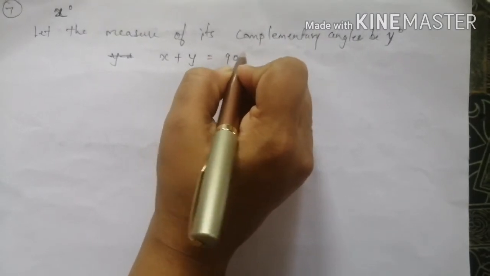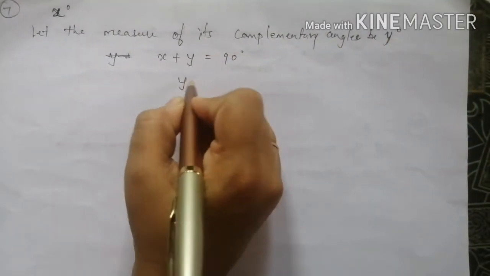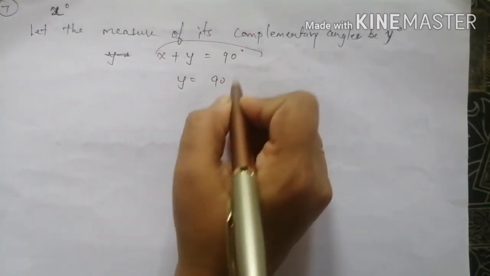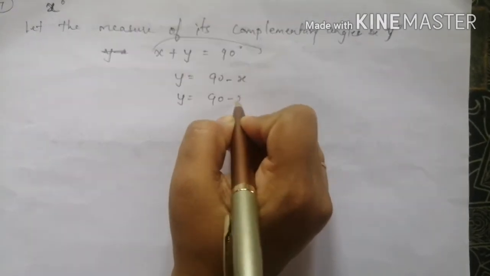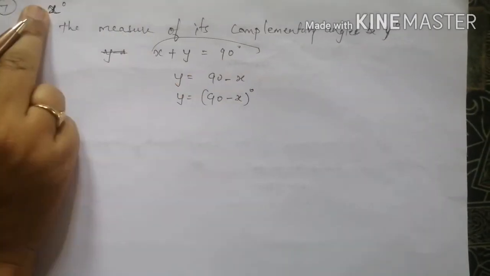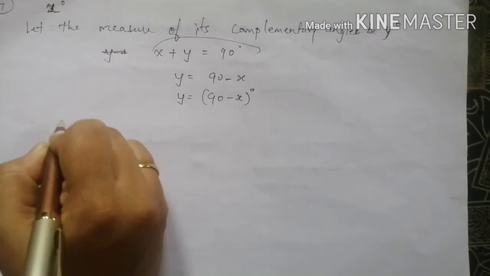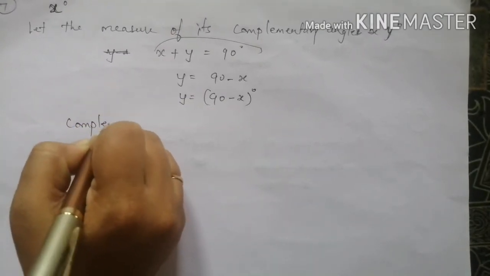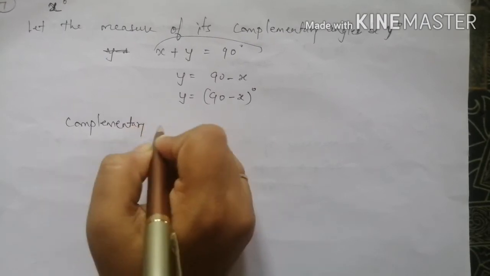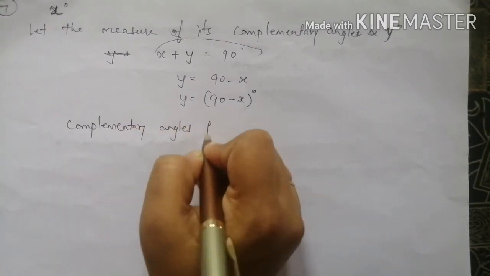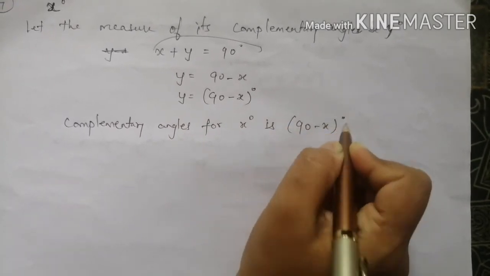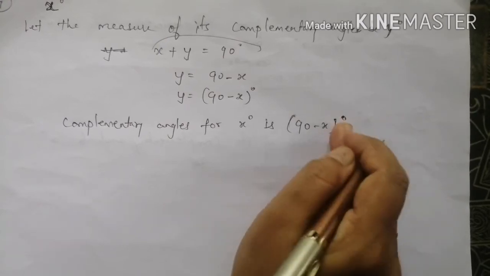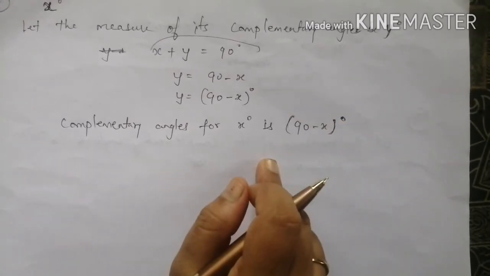x plus y degree is equal to 90 degree, and we have to find the value of y. So y is equal to 90. This plus x will go this side and become minus x degree. So y is equal to 90 minus x degree. So this is the complement for x degree. So the complementary angle for x degree is 90 minus x degree. You have to put the bracket like this and put a common degree. So we have ended here till question number 1.